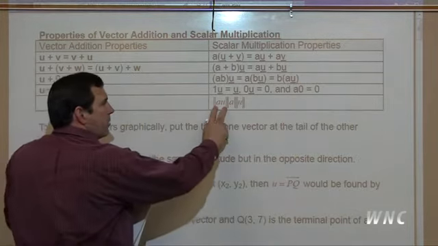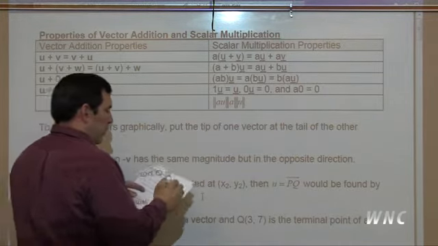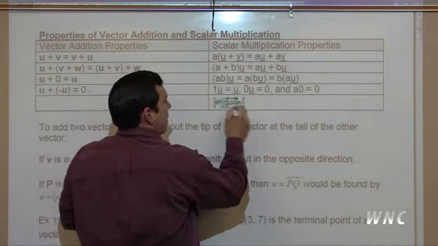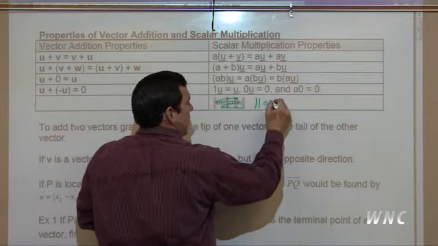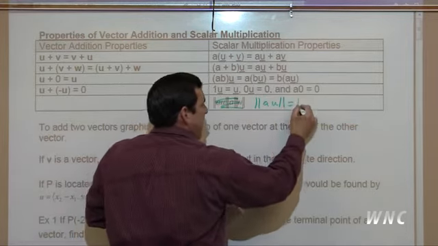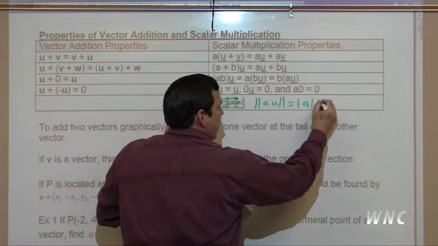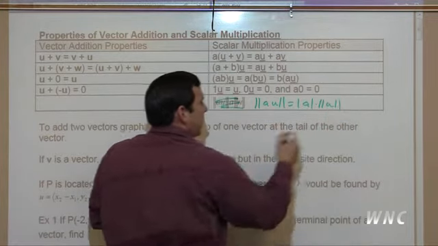The magnitude, let me rewrite this one. It should say the magnitude of AU is the absolute value of A times the magnitude of U. That's what that should say.